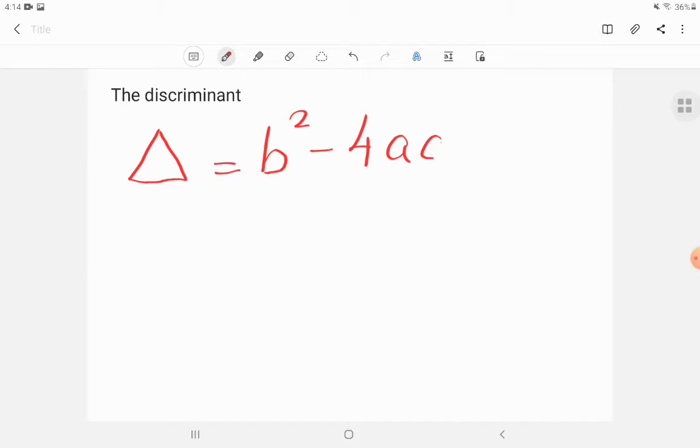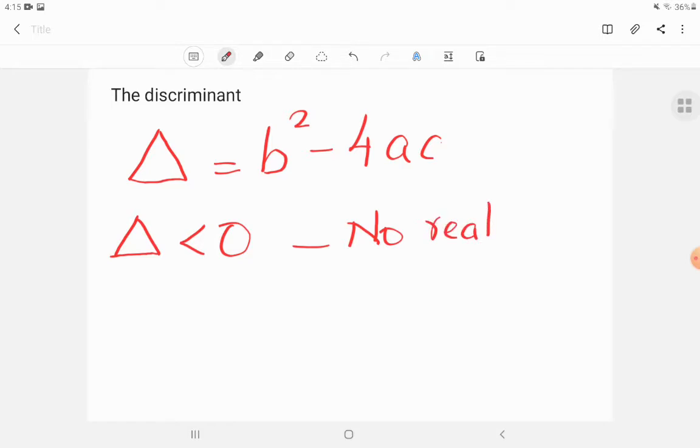It is denoted by a Greek letter, triangular in shape. We call it delta. So the formula is delta is equal to b square minus 4ac. If delta is less than 0, that means there is no real solution.